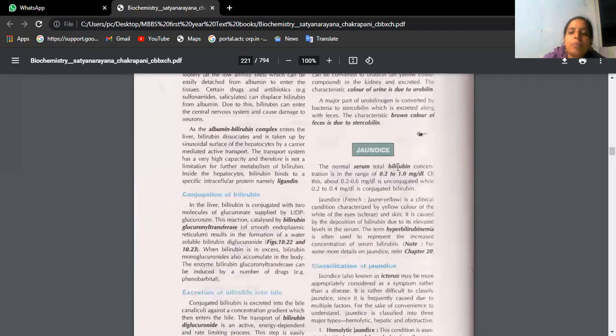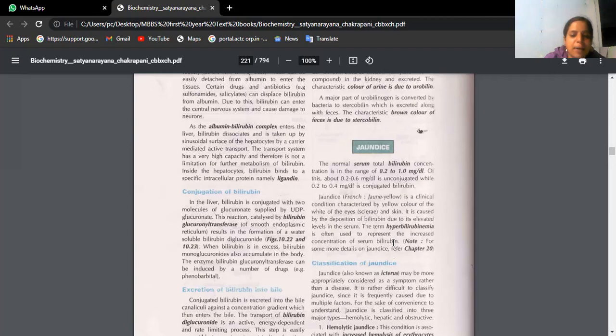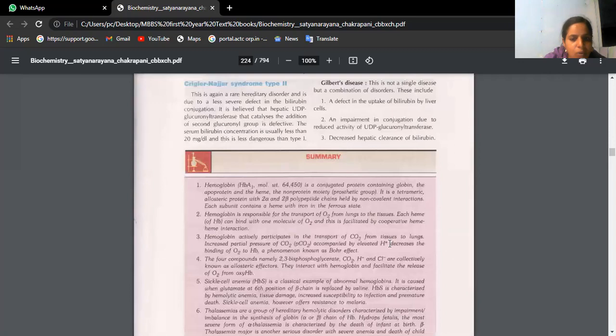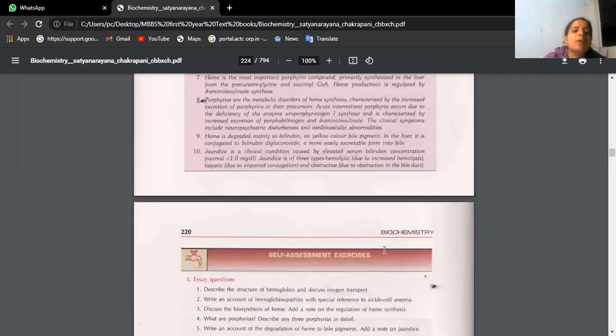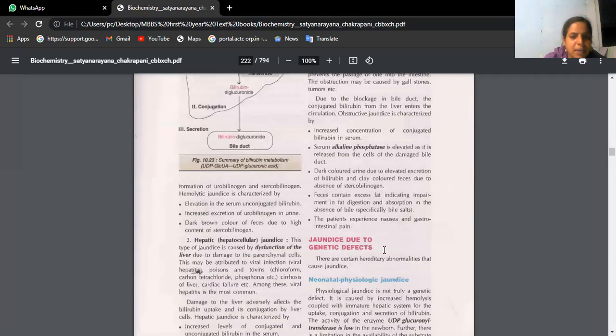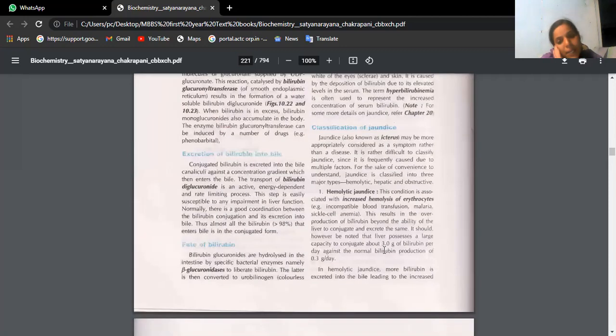Normal serum bilirubin level should be 0.2 to 1 milligrams per deciliter. When it is beyond that, generally you call it jaundice. This condition can also be called hyperbilirubinemia. Hyper is more, bilirubin, emia is blood. Basically we have three different types of jaundice. I'll tell you, I think we have a table for that. If not, also I'll tell you. The three basic types of jaundice are pre-hepatic, hepatic, and post-hepatic jaundice.